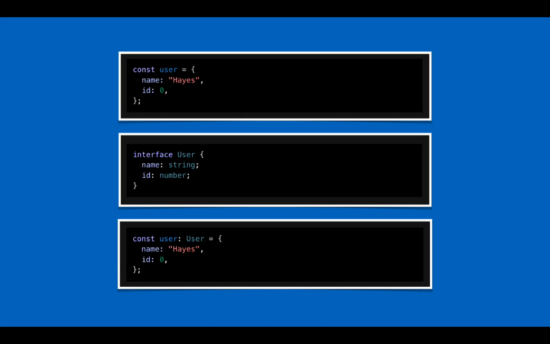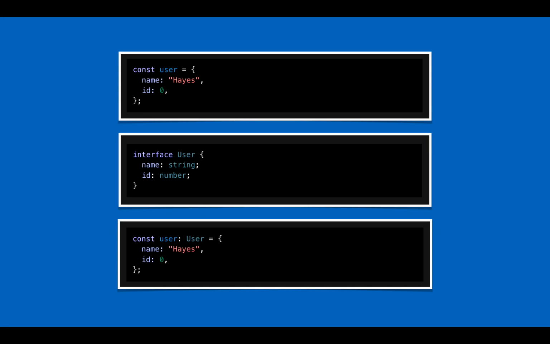Why is this important? Because it helps to write better code that is clearer. We know the types of different properties and variables. Let's take a look at this first bit of code here. Const user is, we have a user object with a name Hayes and an ID 0. So this is plain old JavaScript, right? It doesn't have any sort of typing.